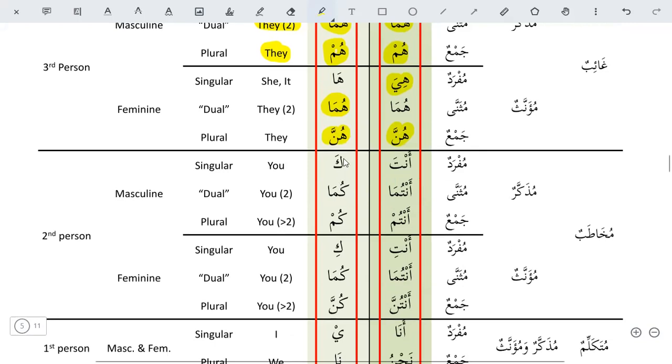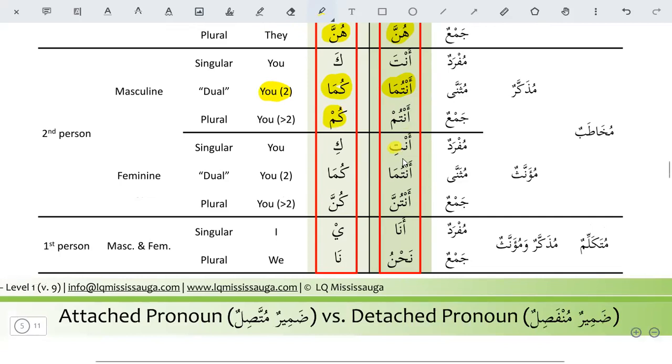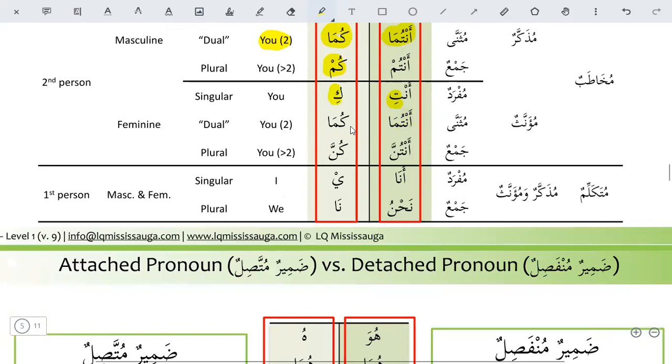Anta, the attached pronoun of anta is ka. Antuma means you two, and the attached pronoun is kuma. Antum, you, masculine plural, its attached pronoun is kum. For feminine singular, anti, its attached pronoun is ki with kasra. Antunna, feminine, second person plural, you all, its attached pronoun is kunna.